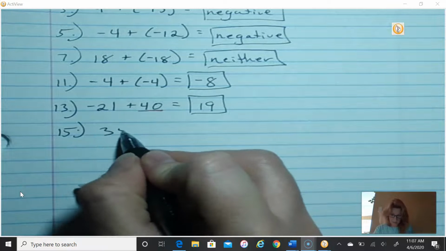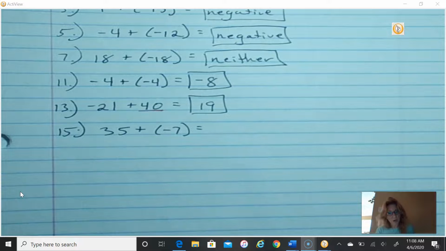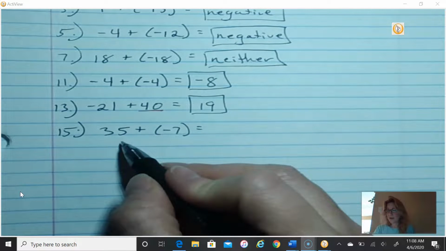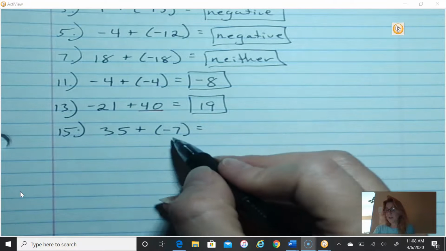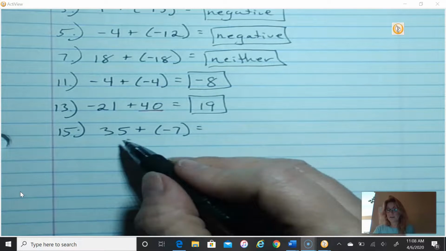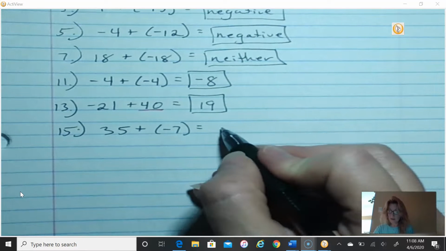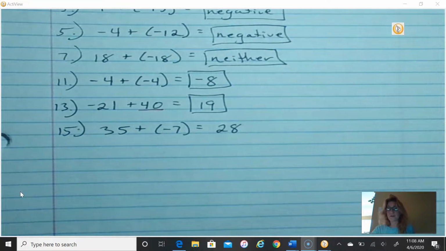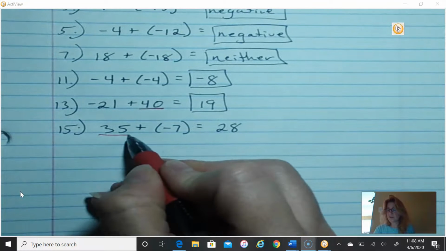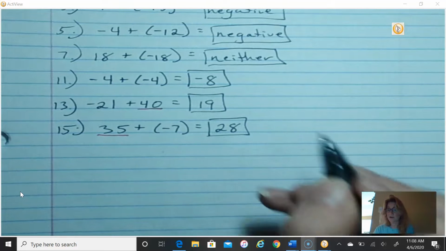Number 15. 35 plus negative 7. Pause. Okay, this is a positive 35 and a negative 7. The signs are different, so we subtract, and that'd be 28. And we take the sign of the largest digit. The largest digit is 35. It's positive, so therefore your answer is positive.